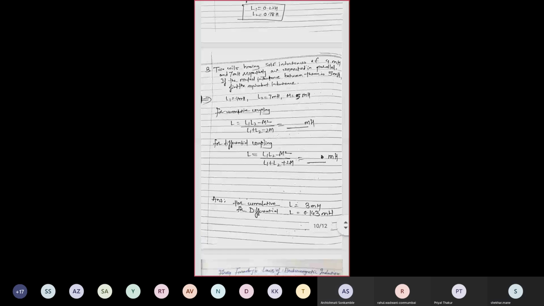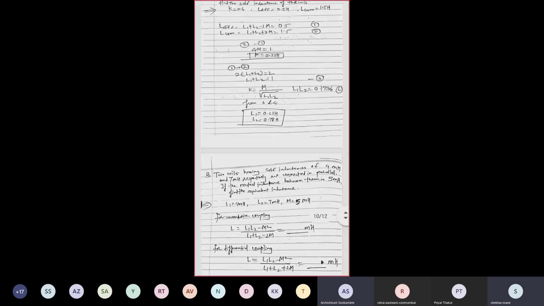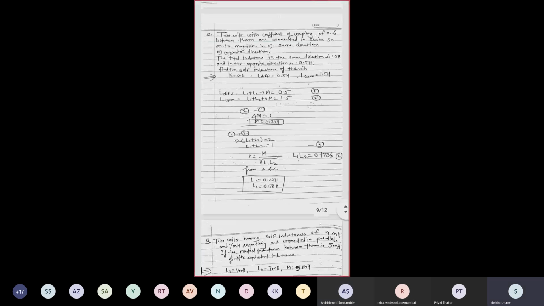Okay. See, these three problems are very important from university exam point of view.